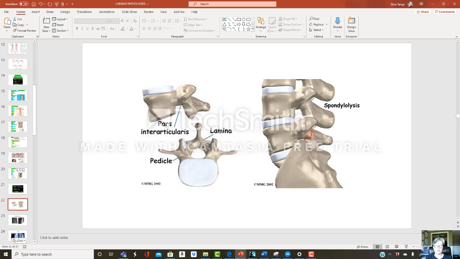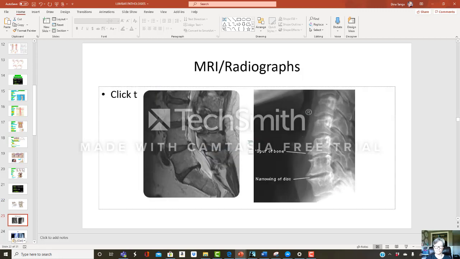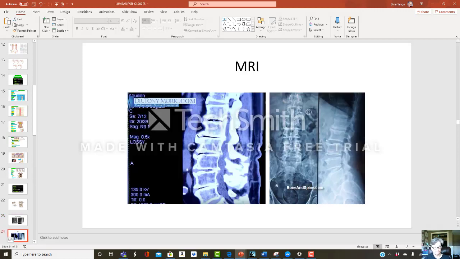There's the pars articularis. This is spondylolysis, which is a break. Spondylolysis is a break in the pars articularis. Okay, and that shows a spur of the bone and narrowing of the disc.